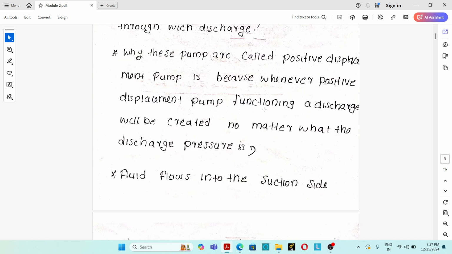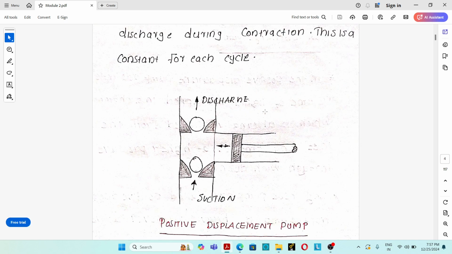For example, the reciprocating pump is a positive displacement pump. Piston gear pump is a positive displacement pump. Vane pump is a positive displacement pump. Piston pump is a positive displacement pump. So in all positive displacement pumps, there will be a discharge, whatever be the discharge pressure or whatever be the speed of rotation of the pumping element.